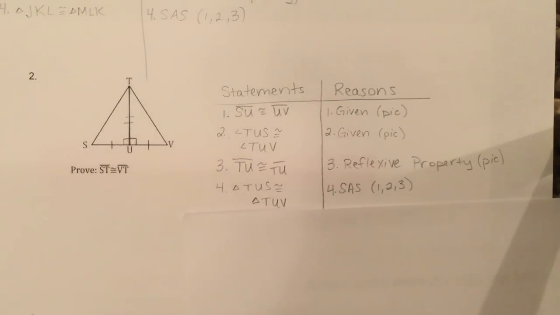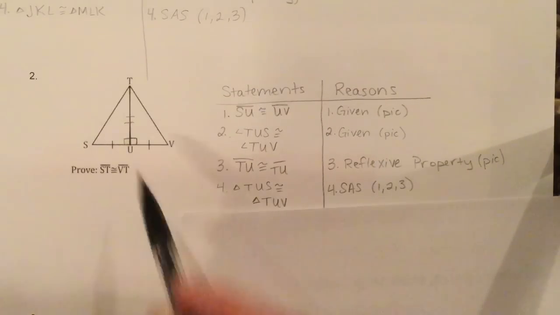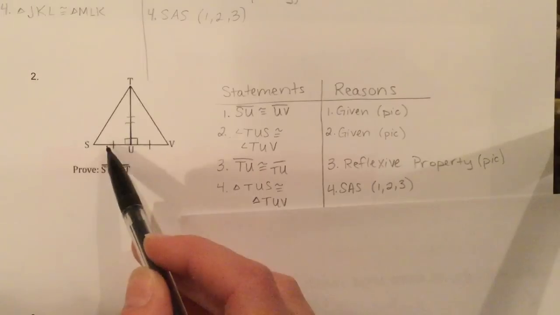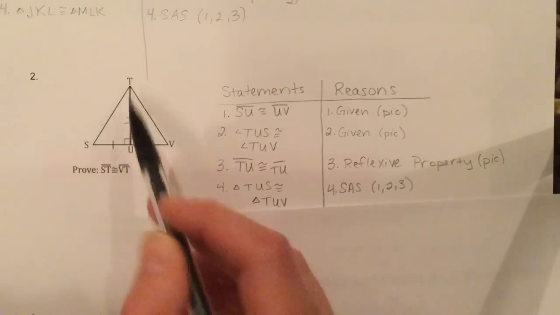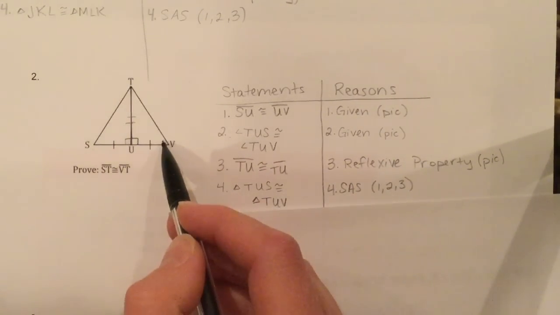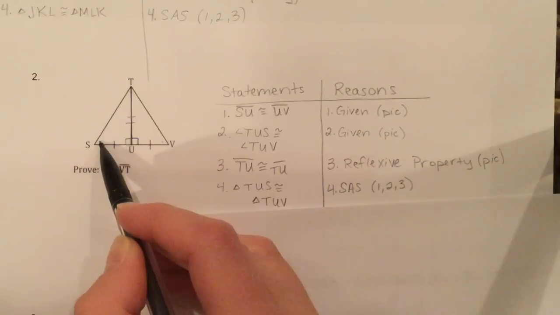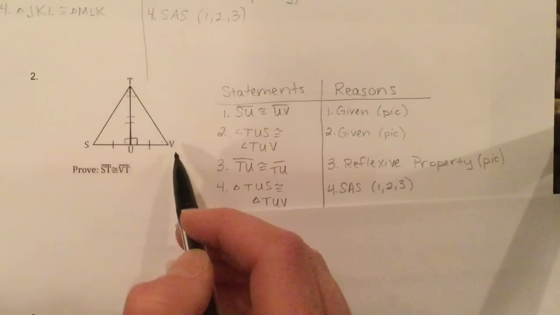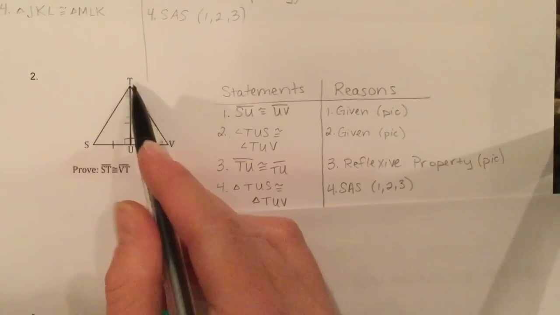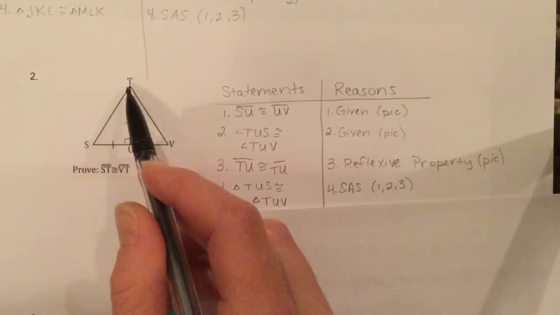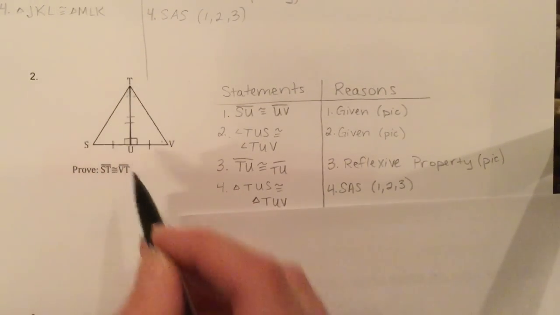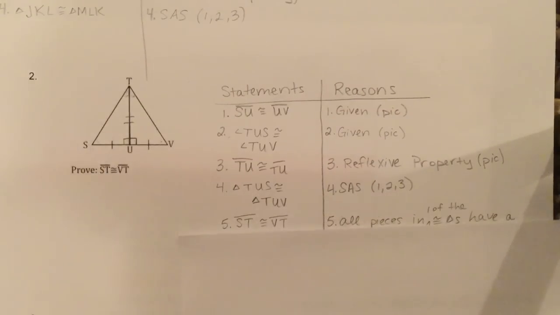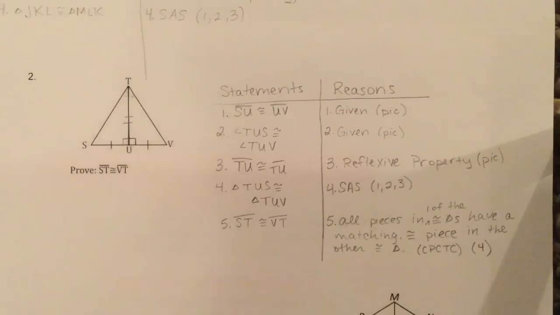Now that I have two triangles that are congruent to each other, I know each piece in each triangle has a matching piece in the other triangle. So U matches U, SU matches UV, TU matches TU. We also know that angle V matches angle S. We know that TV, that segment, matches ST. So ST is congruent to VT. That's our next statement. It's our final statement.